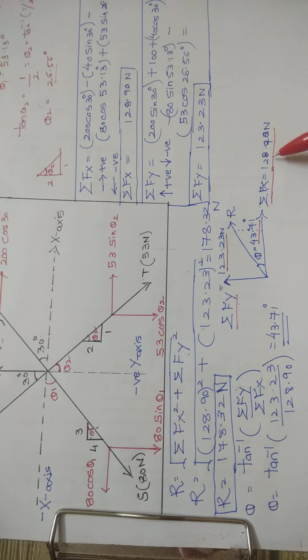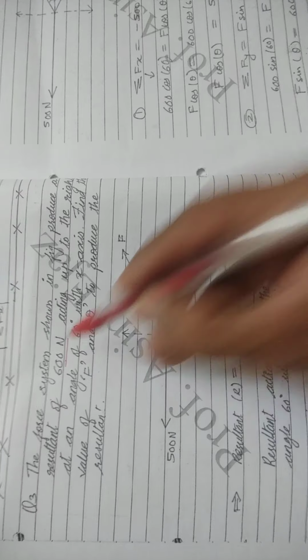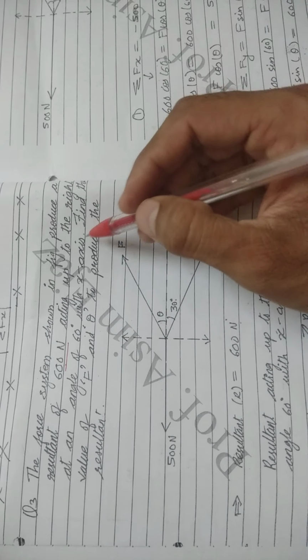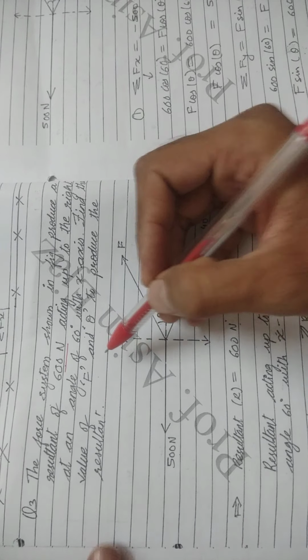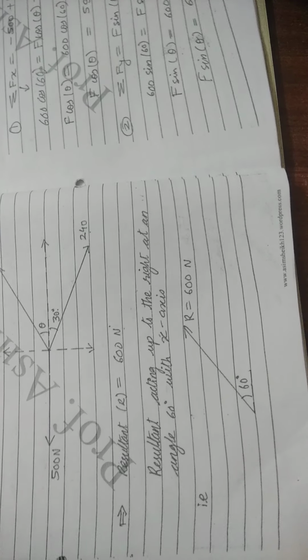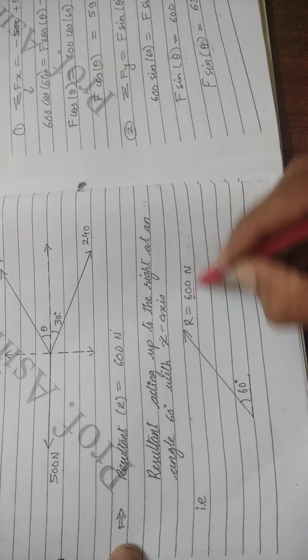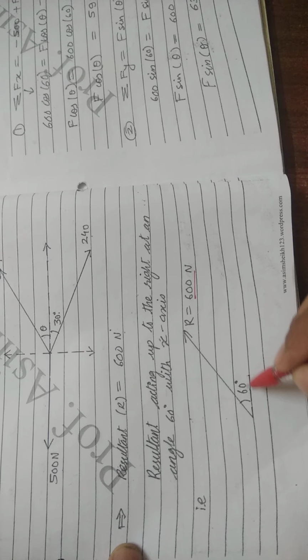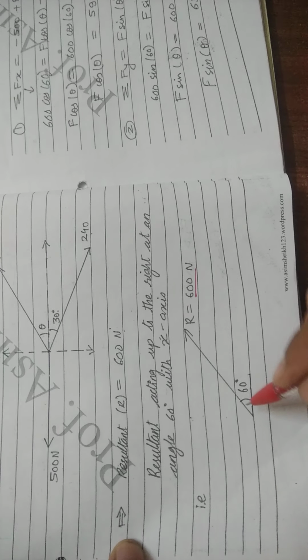Okay. So we are finding this value of F and theta. There is a force of 500 Newton also acting at 30 degrees, whereas the 240 force is acting at 30 degrees. So we first have to refer to these conditions. The force system shown in figure produces a resultant of 600 Newtons which is acting up to the right at an angle of 60 degrees. So I have drawn a small figure for this resultant value in which this resultant of 600 Newton is acting, making an angle of 60 degrees.